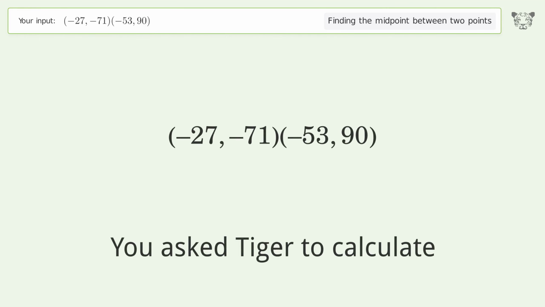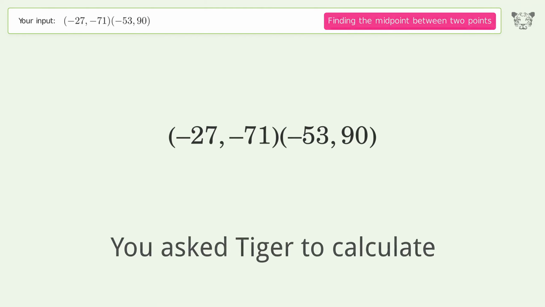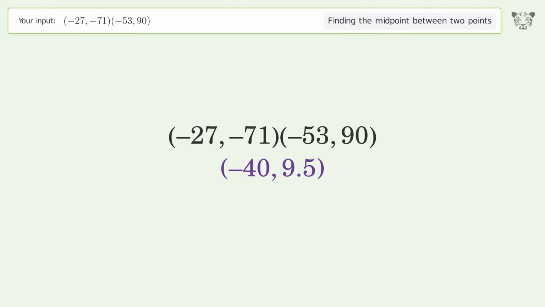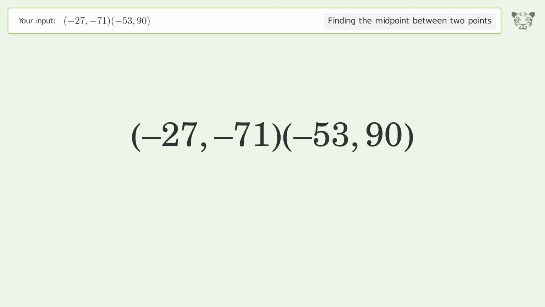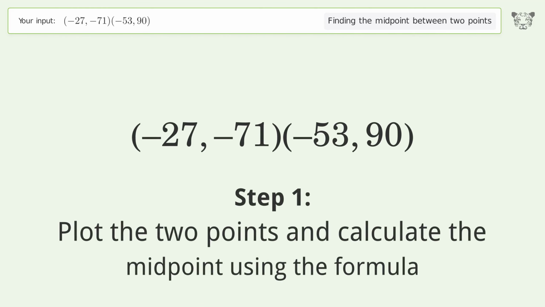You ask Tiger to calculate. This deals with finding the midpoint between 2 points. The midpoint between the 2 points is -40, 9.5. Let's solve it step by step. Plot the 2 points and calculate the midpoint using the formula.